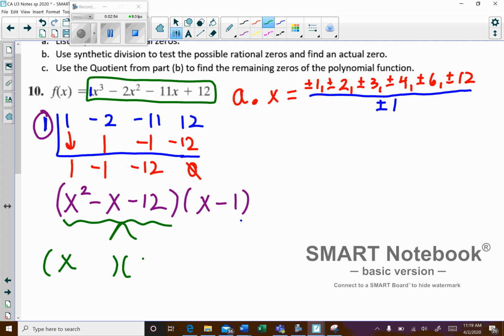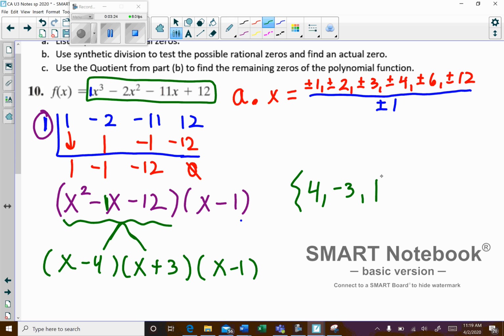So I have to figure out what multiplies to give me negative 12, but add up to that negative 1 in the middle. So that should be a minus 4 and a plus 3. So that's what this trinomial factored into. So then part C, I used the quotient from part B to find the remaining zeros. So now I know all my solutions. So my solutions are 4, negative 3, and positive 1.